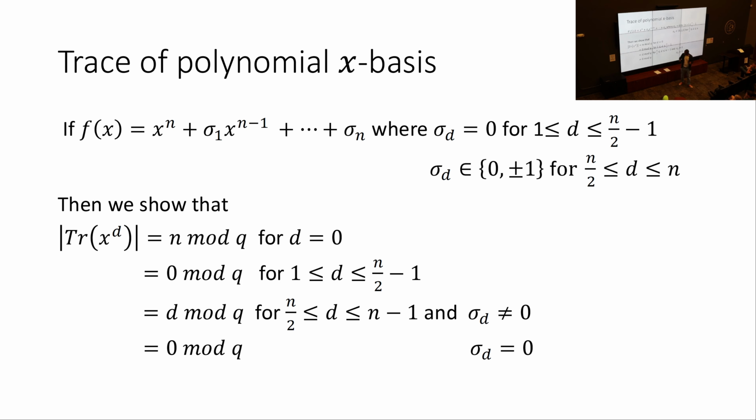And this is n when the power is 0. It is 0 in the first half of your powers of x, in the interval 1 to n/2 minus 1, and it's d in the second half if the corresponding symmetric polynomial is non-zero, and 0 if the corresponding symmetric polynomial is 0. This is what I will show you how it's done in the next slides.